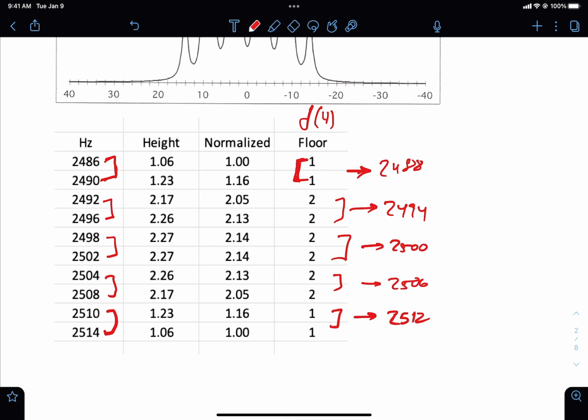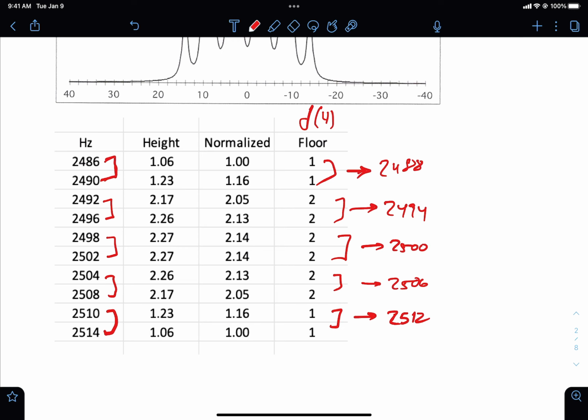Okay, so again, what we've done here is we've taken all of our signals, and because the first pair of signals represent a doublet with a separation of 4, we're going to remove all of that splitting. We're going to unsplit that set of doublets. So we've taken the 2486 and the 2490 and we've returned them to one signal. That 2488 is the unsplit signal of the 2486 and the 2490.